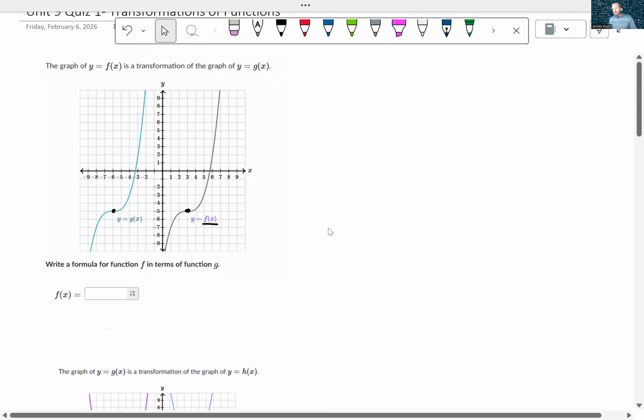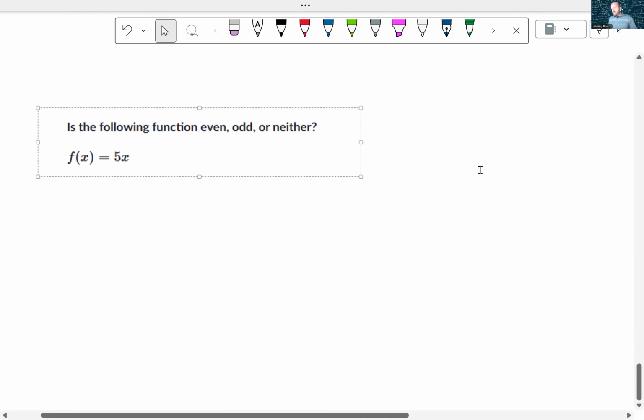Let's go back up here. Okay, just want to make sure we covered everything there. Okay, the last thing we're going to talk about is even and odd functions. Even and odd functions also have a rule that we have to follow. Let me show you an example here. Here's our first example. It says, is this function even, odd, or neither?